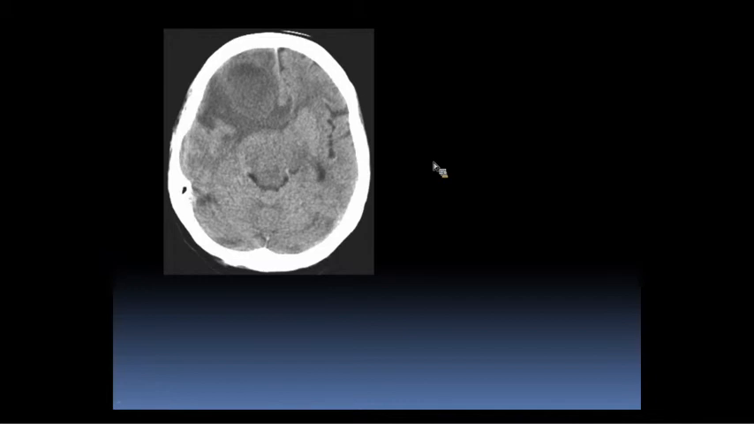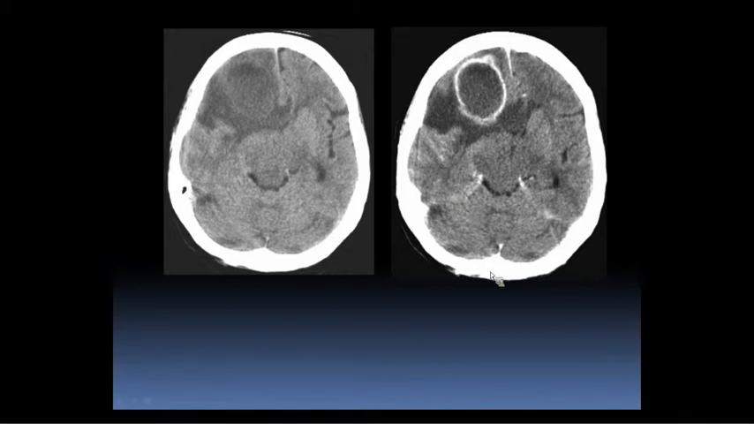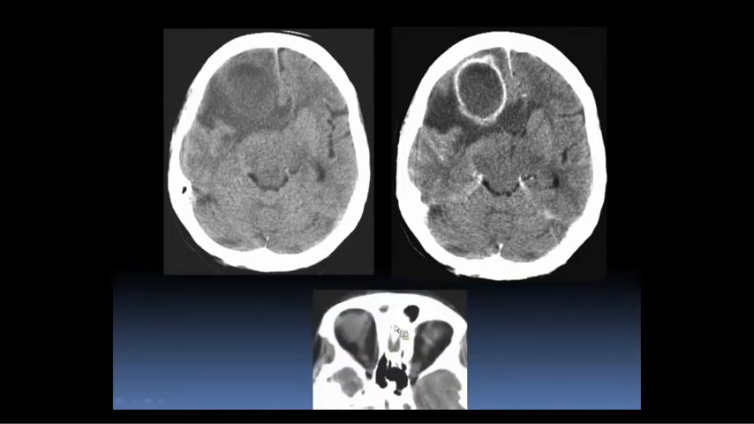So, what could this be? This could be a MET, right? This could be a primary tumor. This could be an abscess. So let's give contrast, and this is how it looks. So, any guesses as to what this is? Let's throw out a guess. Abscess. Yeah, it is an abscess. And this was from a right frontal sinusitis.